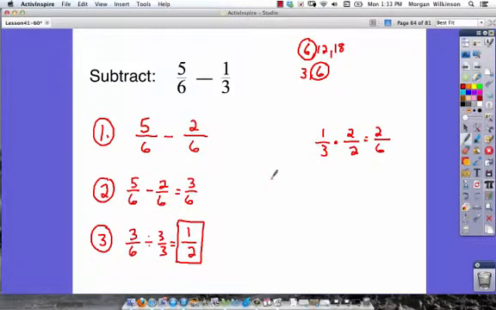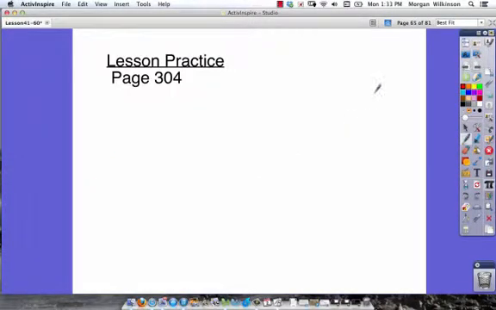If you've got a question about this process, step 1, shape, step 2, operate, step 3, simplify, please go ahead and write it down now. We'll practice these concepts more with our lesson practice, page 304, during our next class. Make sure you've got your notes completed, and I'll see you soon.